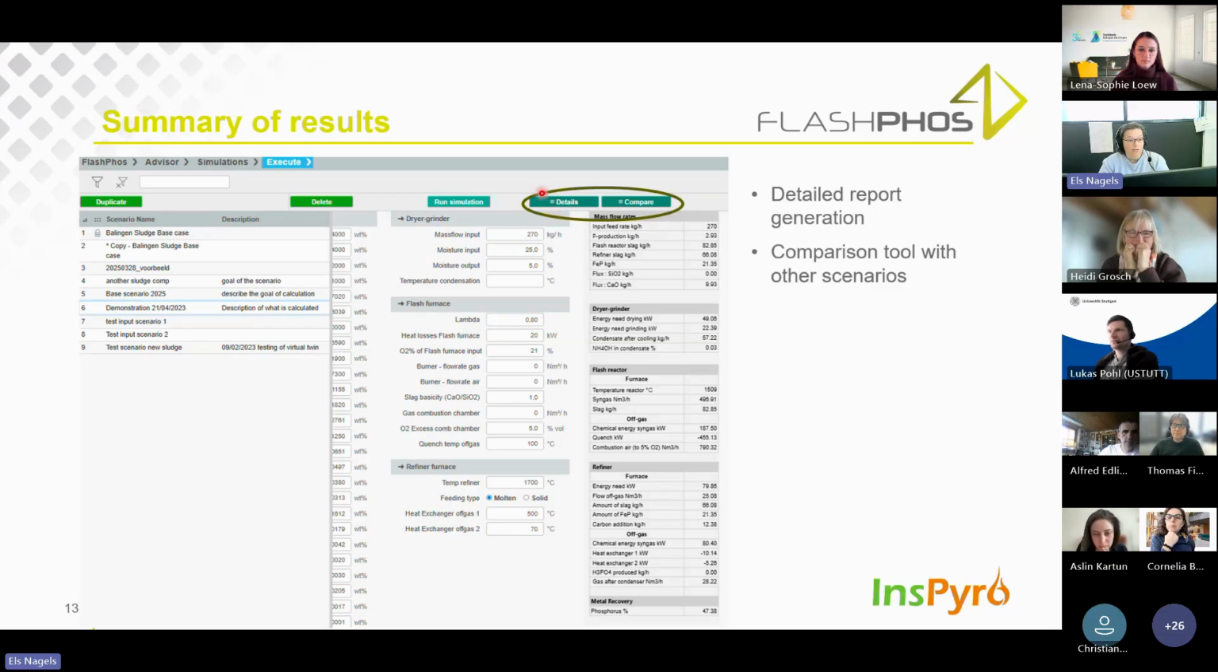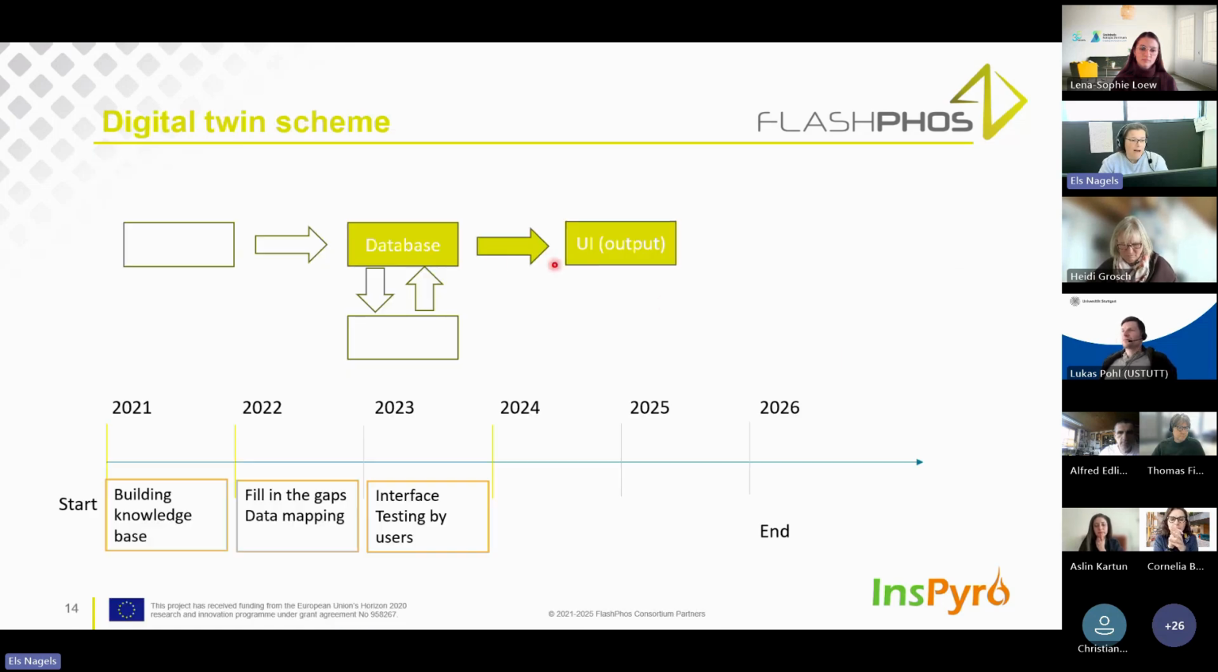Then you can go a bit further by looking at the details of the calculation. A lot of parameters and results can come out of the calculations, more than listed here. And there is a comparison tool to compare different scenarios. What you are doing in the back is retrieving data from the database from your user interface. You're not asking for new calculations, you just look at previous results for interpretation.